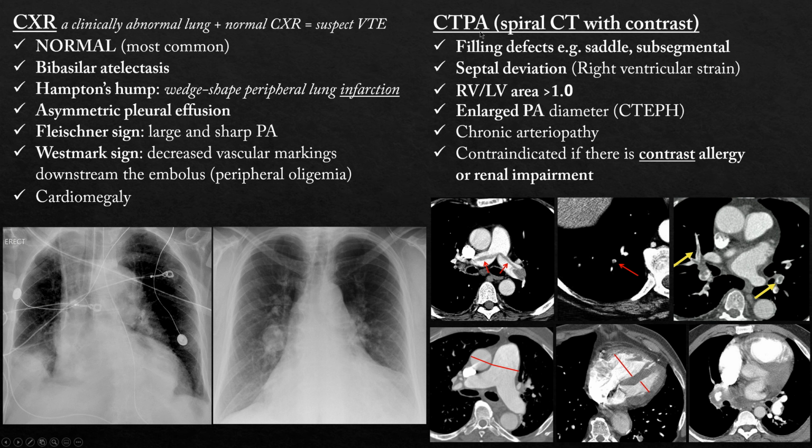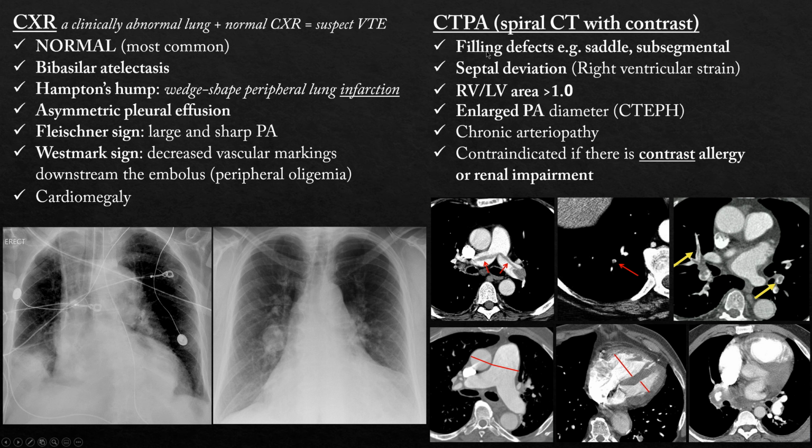And as you can see, both of these have cardiomegaly due to the right ventricular strain. A CTPA. Now this used to be a spiral CT with contrast. Now every CTPA has a contrast. All right. So we have to assess the patient before doing this. The contrast is contraindicated in allergies or renal impairment, as we know.